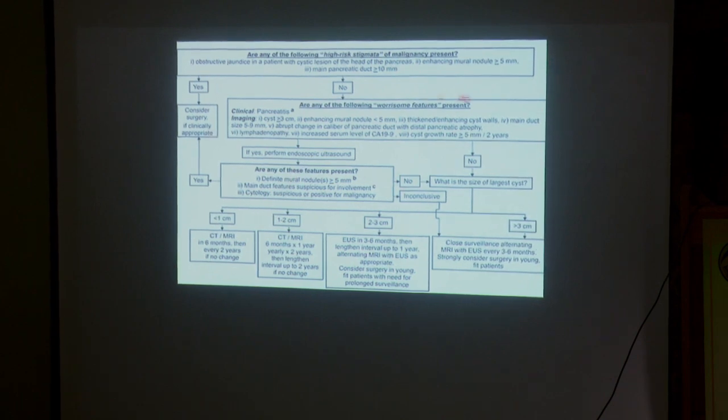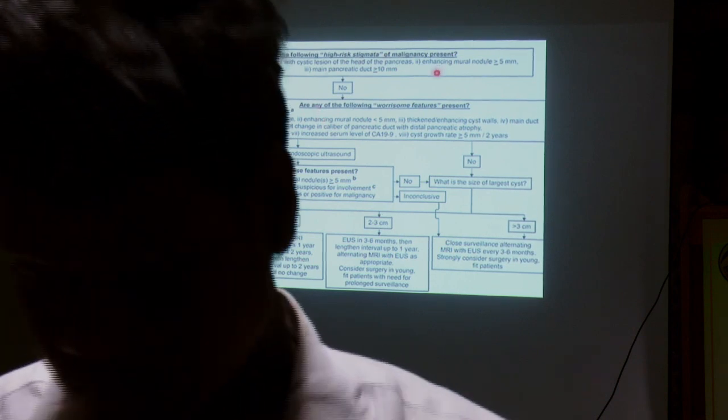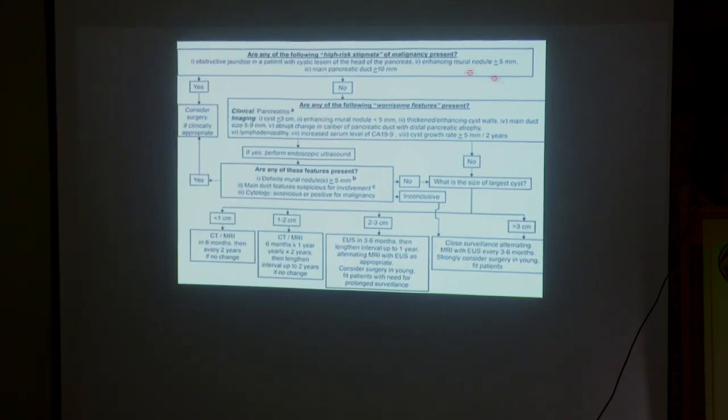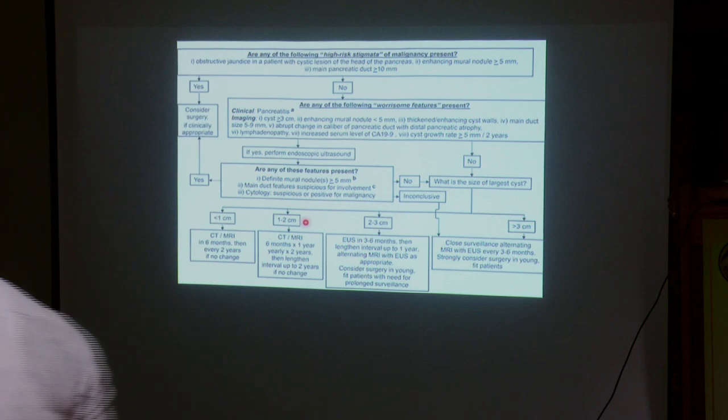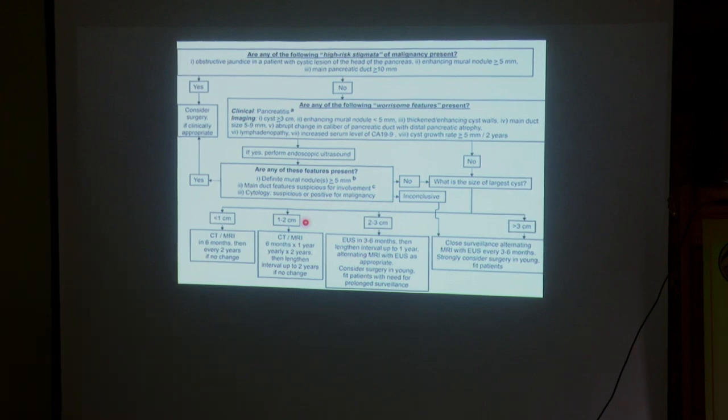And if no worrisome features or high risk stigmata are seen, or even if the endoscopy is negative, then it is managed based on the size of the largest cyst. If it is less than 1 centimeter, you can follow up with CT or MRI in 6 months, then every 2 years if there is no change. If it is between 1 to 2 centimeters, it is managed by CT or MRI follow-up at 6 months, then yearly, then lengthening the interval up to 2 years if no change.